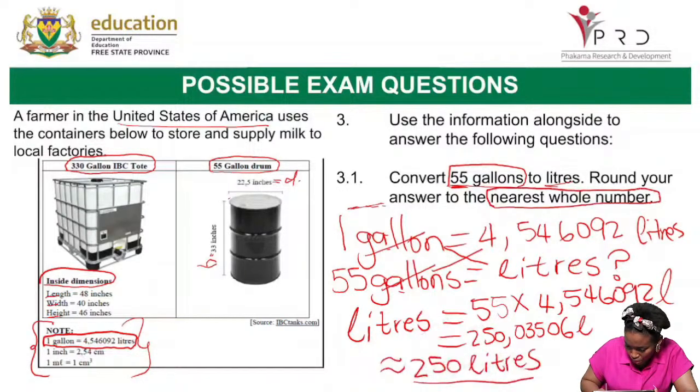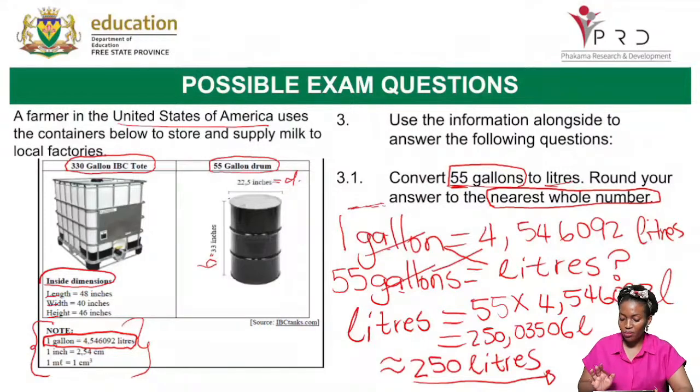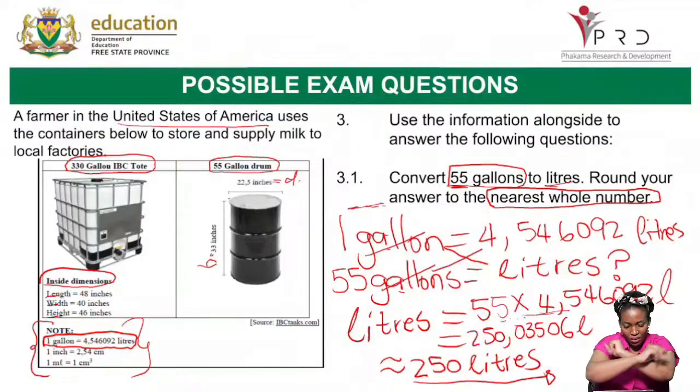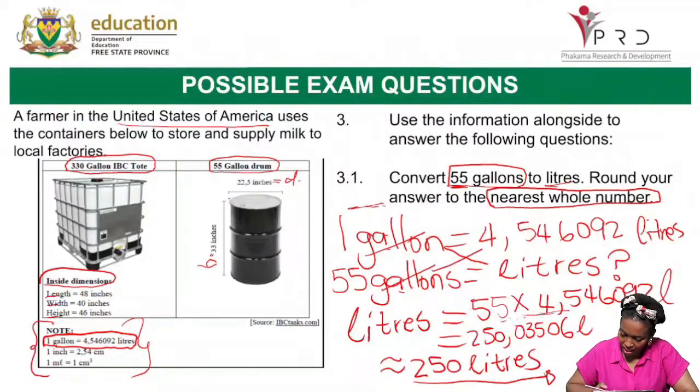So this is how you convert 55 gallons to liters. This should tell you that a gallon is a bigger unit as compared to liters. That is why we were multiplying, because we are moving from a bigger unit to a smaller unit. I hope you guys got the answer correct. Remember, I asked you to do this one on your own, and then we can compare the solutions. I hope you all got it right.